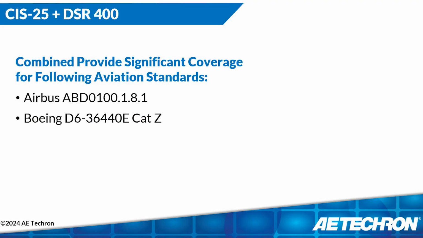The pair of the CIS-25 and DSR-400 also provide significant coverage of power quality standards for both Airbus ABD 0100.1.8.1 and Boeing D6-36440E Category Z. So there you have it.